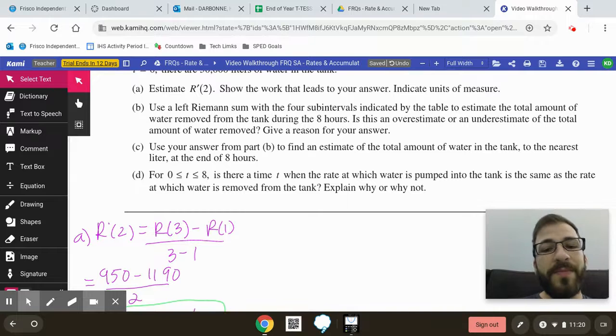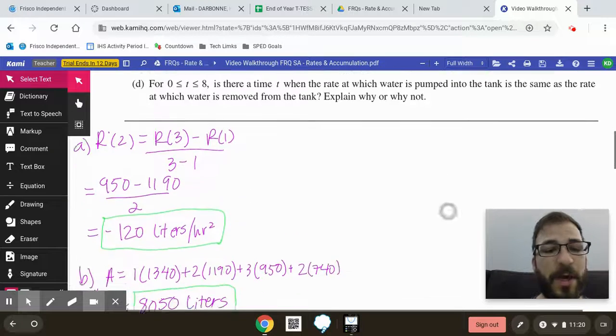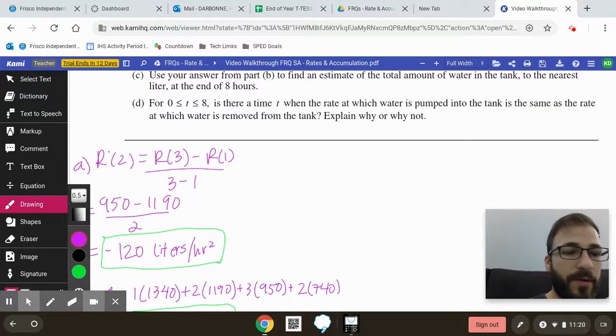Use your answer from part B to find an estimate of the total amount of water in the tank to the nearest liter at the end of 8 hours. Okay, so now we're talking about the whole tank. So we want to know how much water is in the tank at the beginning at time t equals 0, and how much water is in the tank at the end. So how much water is going into the tank and how much water is being taken out of the tank. So now we're going to include both r of t and w of t. This is our big integral equation that we've been talking about on all of these.